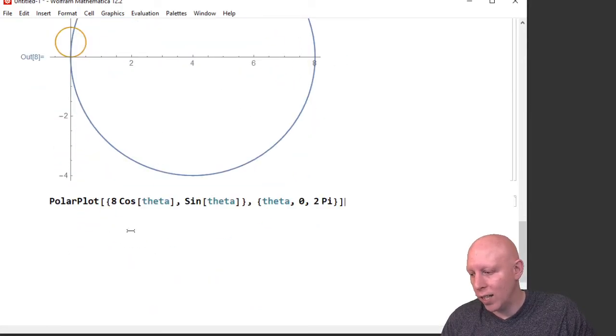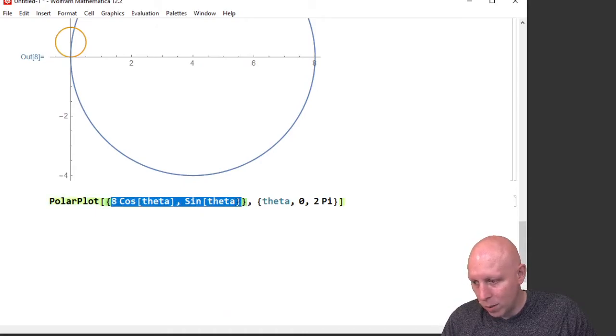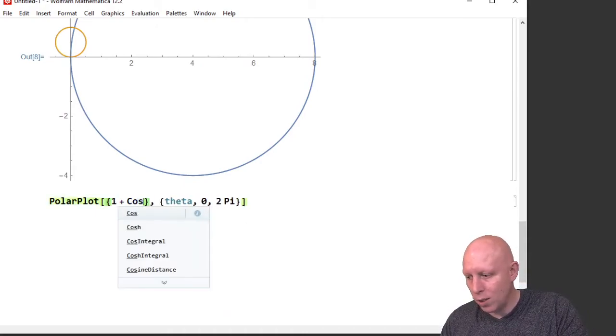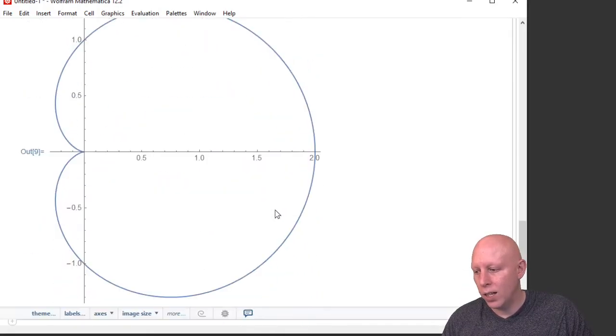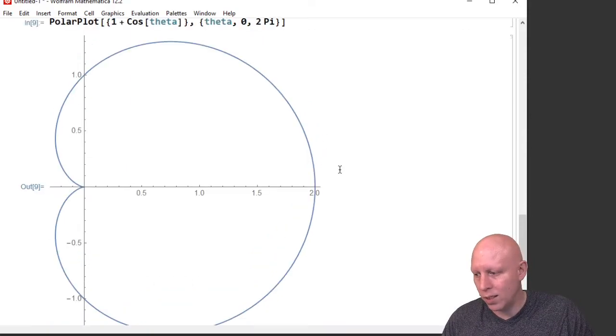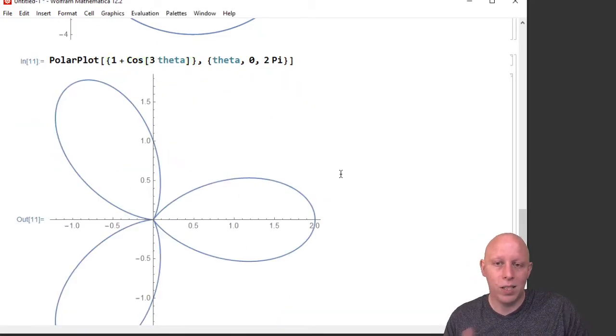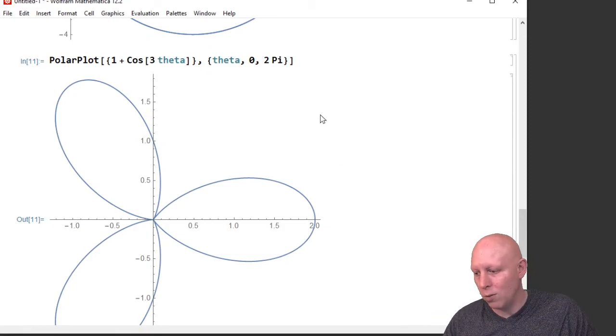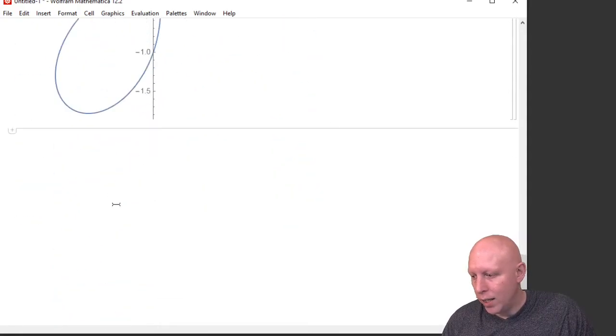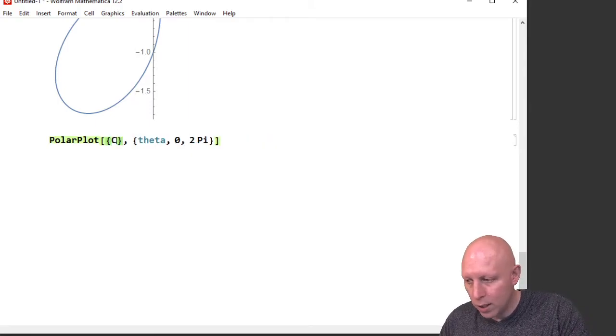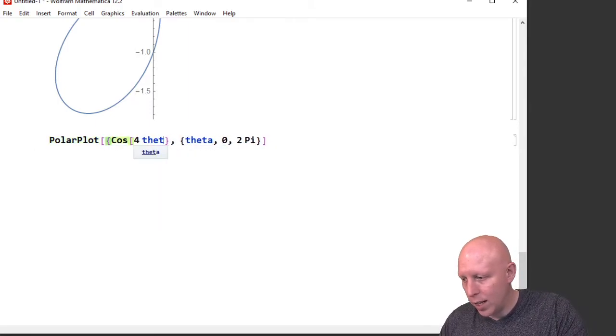So let's now look at this polar function that we talked about, 1 plus cosine of theta. This is a function that makes this cardioid shape. And so you can play around with this. What happens if you put cosine of 2 theta, cosine of 3 theta? You're going to get different shapes, and I suggest playing around with them, exploring what types of shapes you get in polar curves.